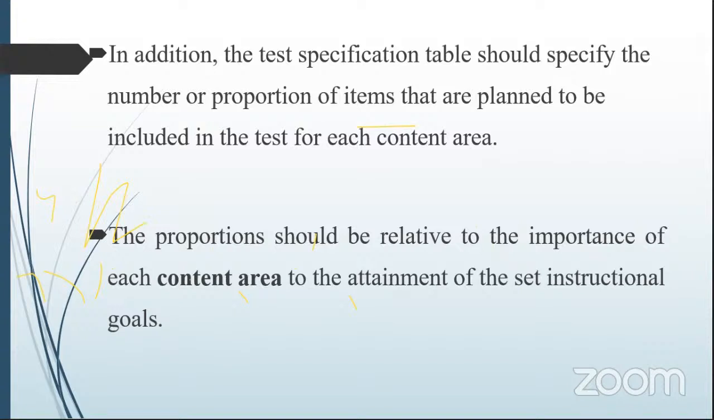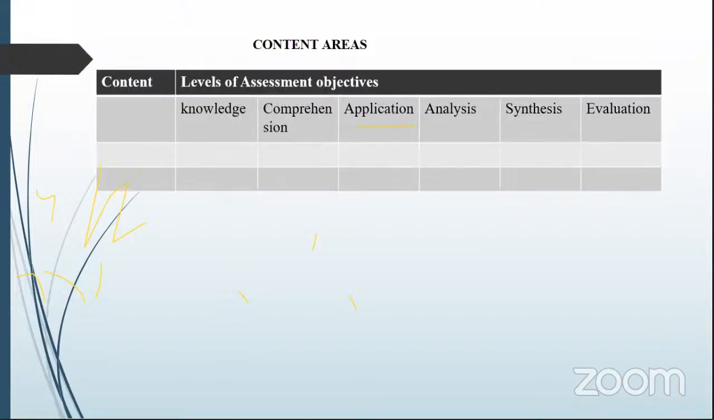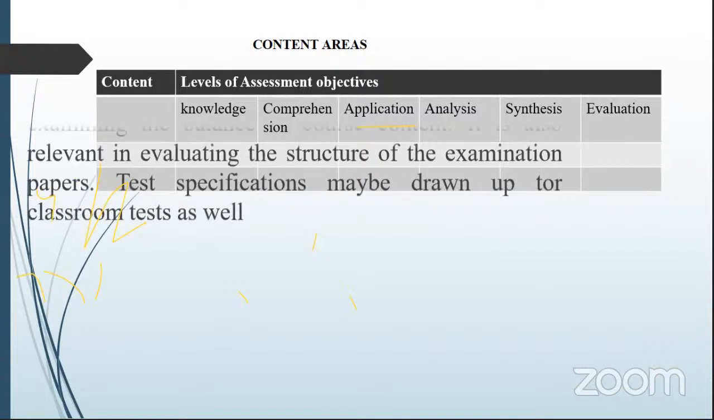The proportions should be relative to the importance ascribed to each content area, and also to the attainment of the set instructions or goals. So the table I was talking about, the areas are those: knowledge, comprehension, application, analysis.